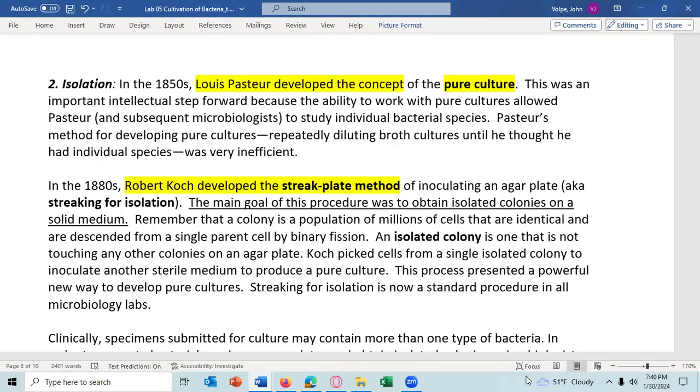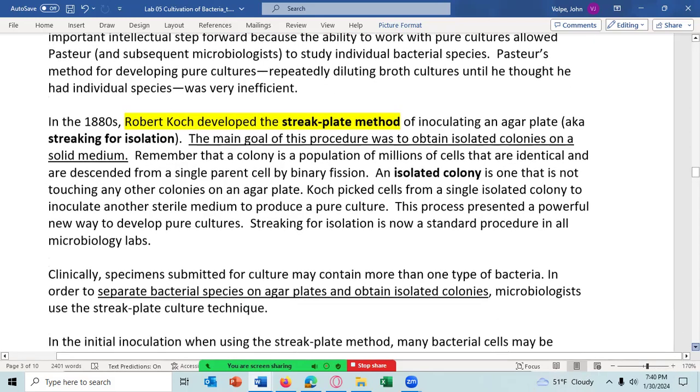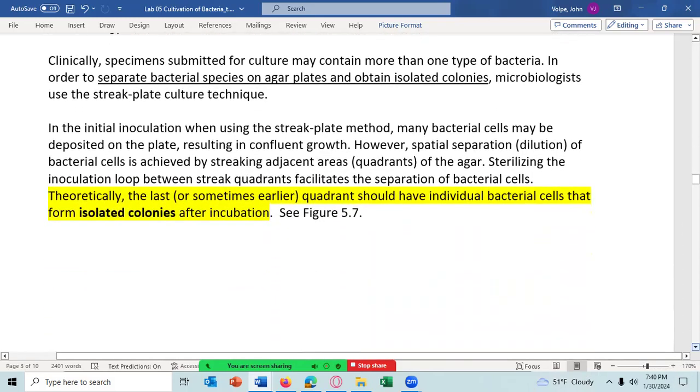And that's good enough to use in microbiology and call it a pure culture, even though less than 5% are not pure. By pure, I mean only one species is in the tube.